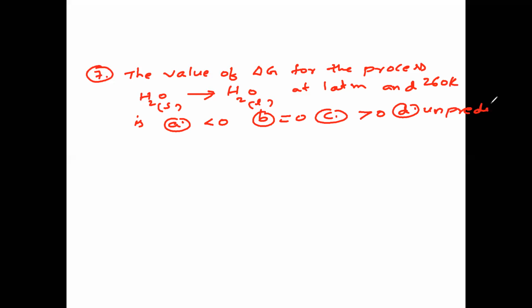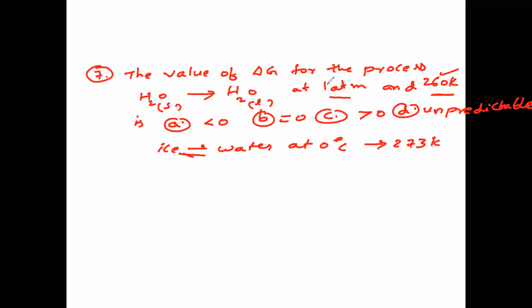So it's a very simple, typical question. Let us see now: 1 atmosphere and 260 kelvins. 260 kelvins is less than 0 degrees C, so we cannot convert solid water into liquid water. Ice can be changed into water only at 0 degrees C, which means 273 kelvins. But the temperature here is 260 kelvins and the atmospheric pressure is the same.